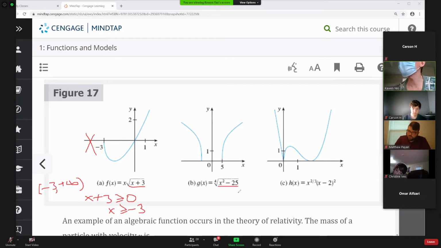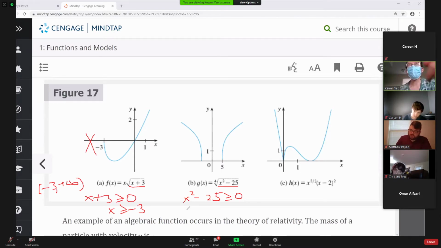Fourth root, so the inside, x squared minus 25, should be non-negative. Same thing. Whenever you have a cubic root, that's fine. If you have a square root or fourth root, the inside should be non-negative. So x squared minus 25 is non-negative. Now, how to solve this?